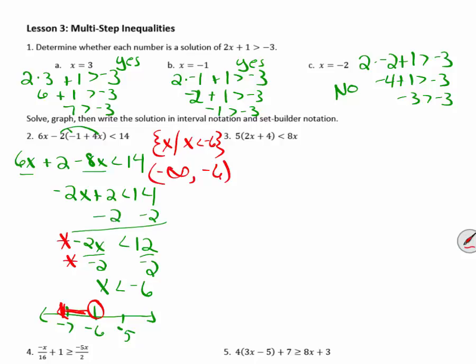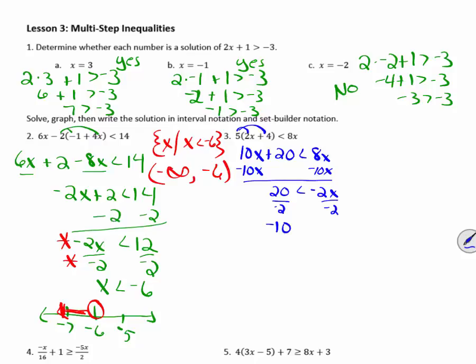Okay, number 3. So I have to distribute. So that's going to give me 10x plus 20 less than 8x. I have to get my x's on one side, so I'm going to subtract 10x. I have to divide by negative 2. Now, again, just like in this problem, I'm dividing, very important here, by a negative 2, which means my sign is going to flip. So negative 10 is greater than x.